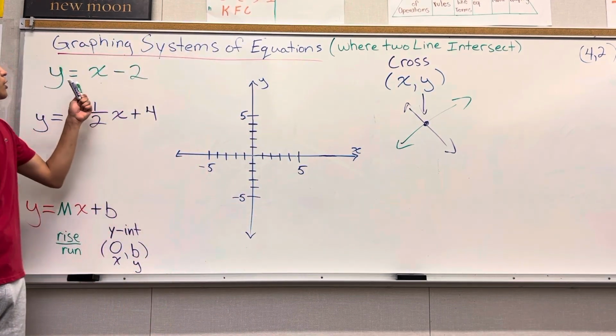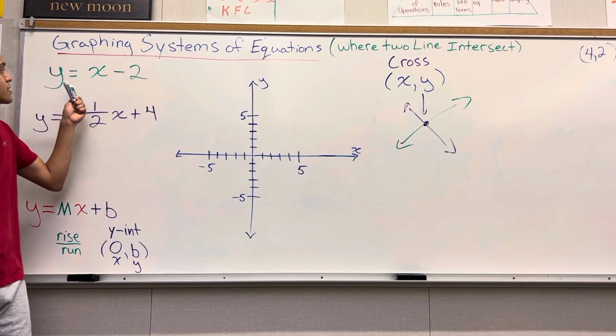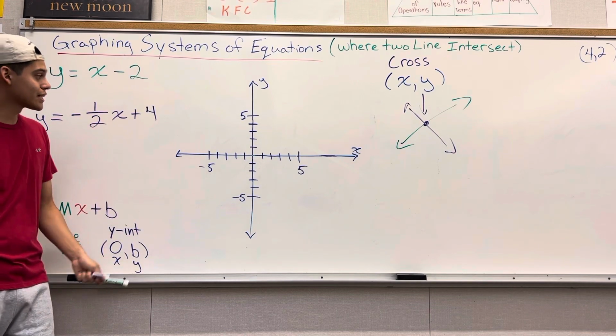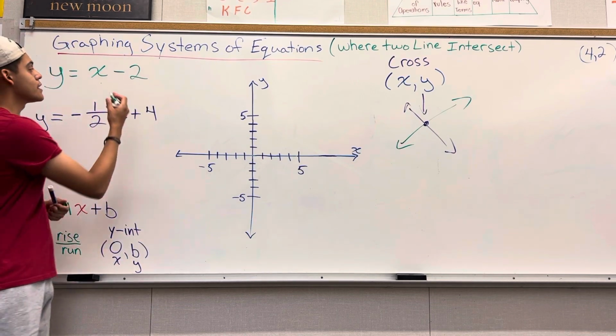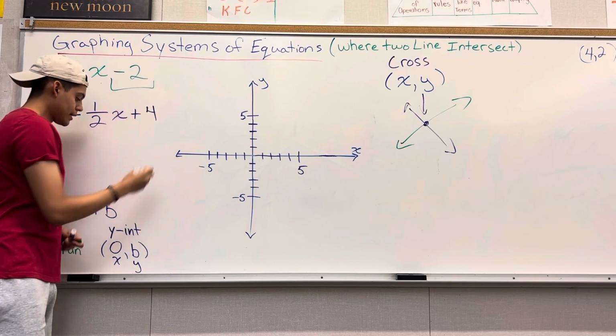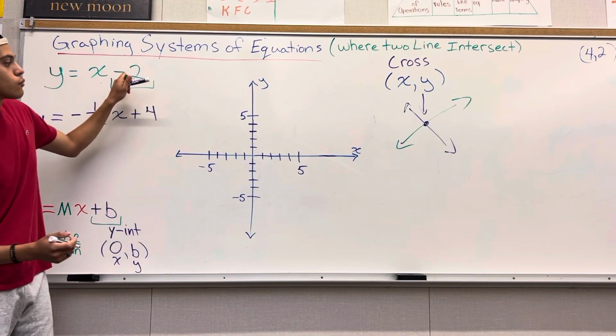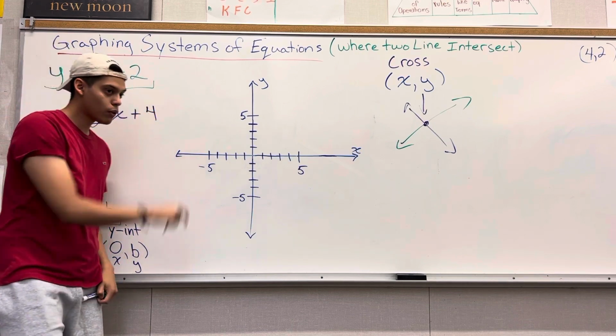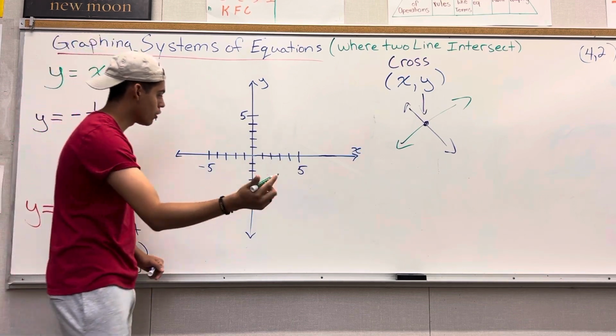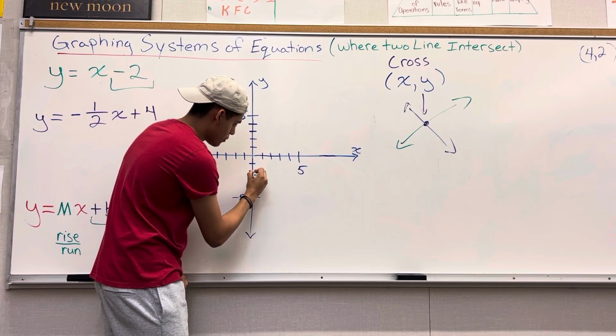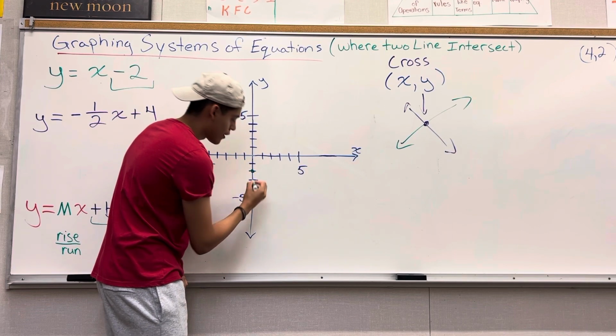Now let's start off plotting this first equation, y equals x minus 2. We see that this minus 2 right here is going to be our plus b. Don't forget to carry the sign as well. It is negative 2. So we start off with negative 2 as our y-intercept. That is our very first point.